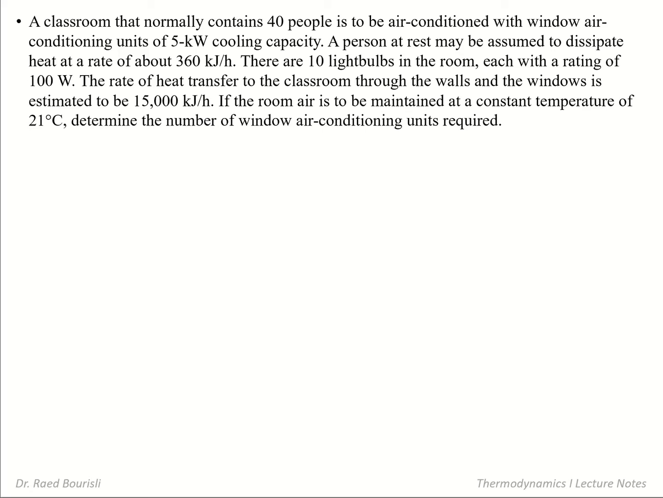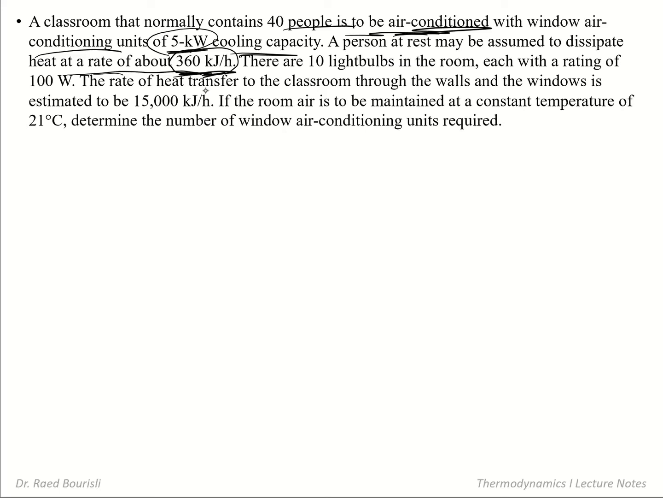You have a classroom that normally contains 40 people, and we want this to be air conditioned with window air conditioning units. So window units, 5 kilowatt cooling capacity each. At the end, we want to see how many of these we need. A person at rest may be assumed to dissipate heat at a rate of about 360 kilojoules per hour. First, we read the problem together.